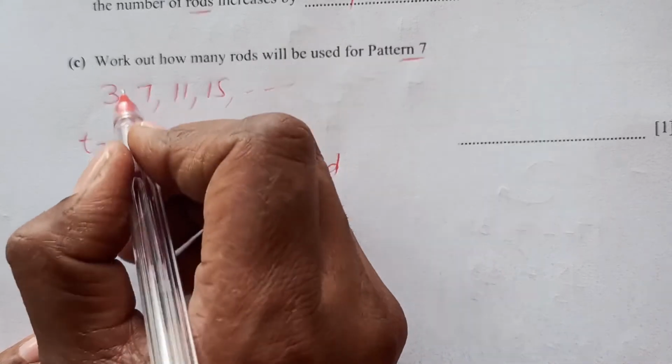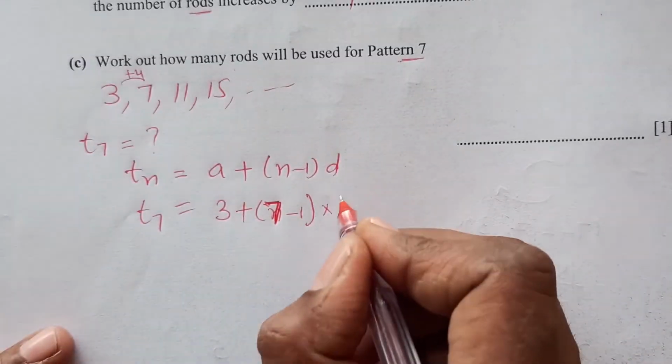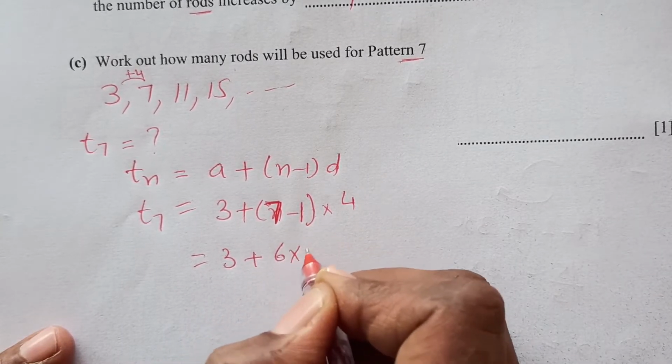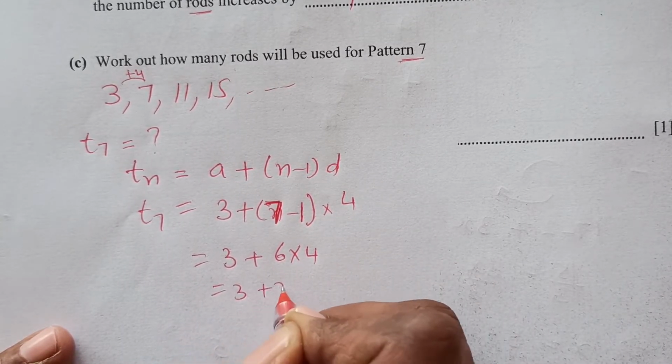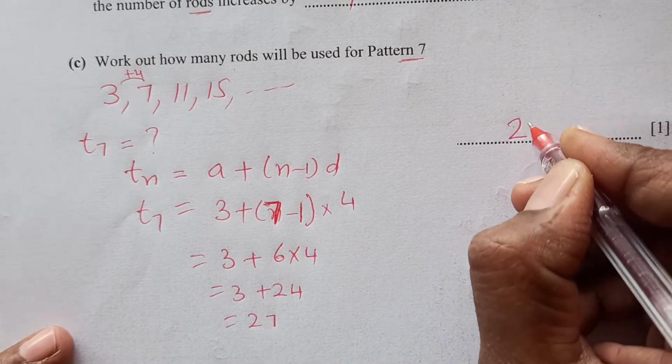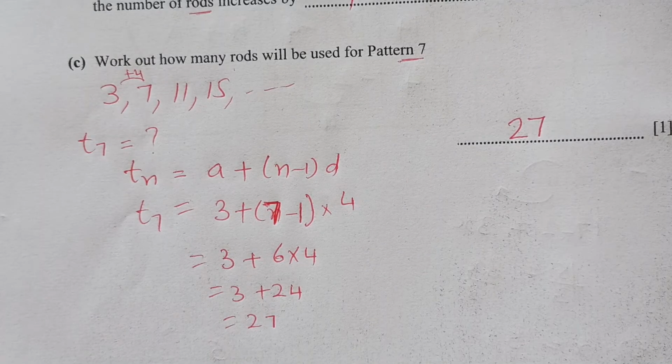d is the common difference, which we are getting as 4. So 3 plus 6 times 4, 3 plus 24, which is 27. So the number of rods will be 27.